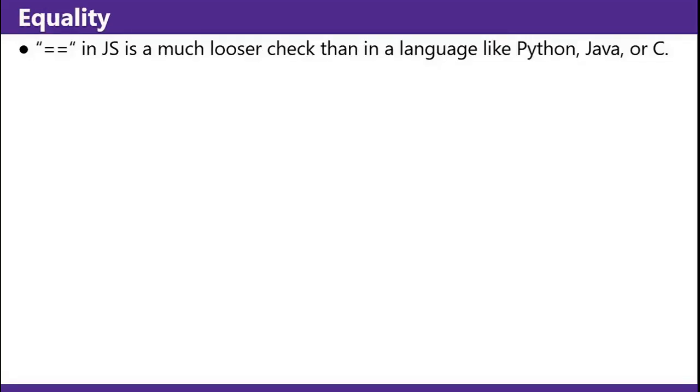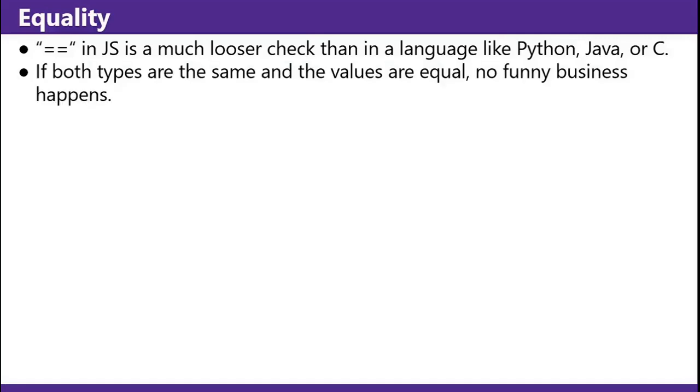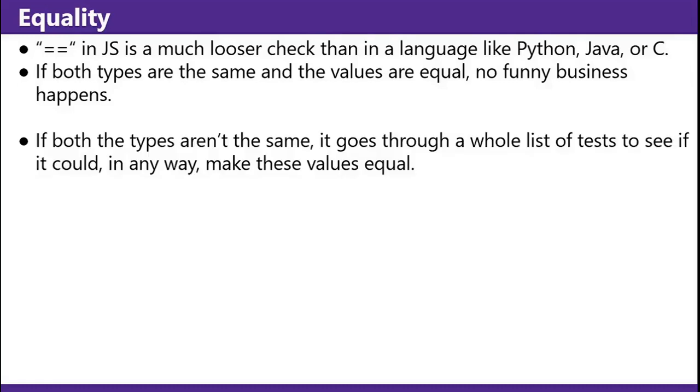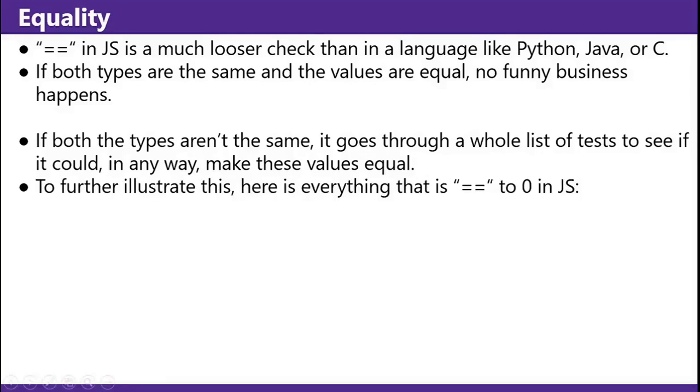Double equals in JS is a much looser check than in a language like Python, Java, or C. If both types are the same and the values are equal, no funny business happens. If the types aren't the same, it goes through a whole list of tests to see if it could, in any way, make these values equal. To further illustrate this, here's everything that is double equal to 0 in JS.